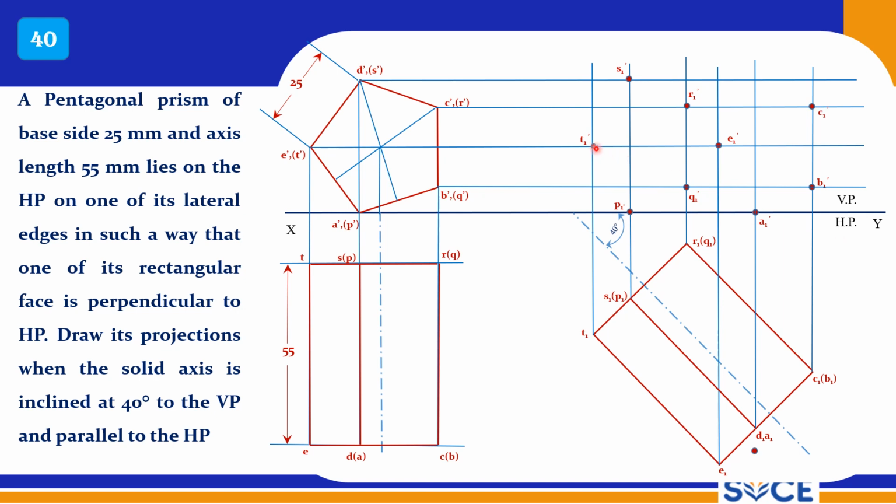Now E is a visible point, so D to E is a thick line, E to A is a thick line, and E to T is also a thick line. So this is the final front view, right? This is the final projection and front view. In this problem, please start only in that way to make it easy, right?